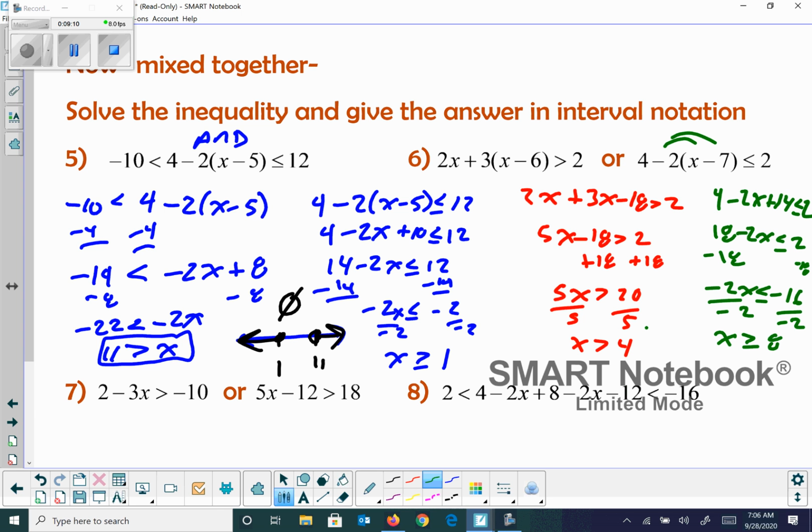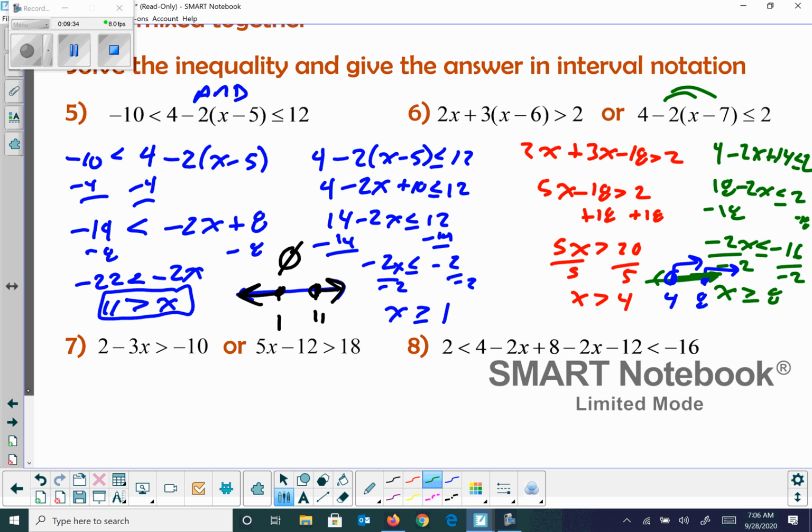Okay, so we look at a number line. So we have 4 here, open dot, going this way. And then we have 8 over here, solid dot, going this way. Being that's an OR problem, we need to include everything. Okay, everything along this line is going to be included. So our interval notation is going to take us from 4 soft bracket to infinity because it's an OR problem.